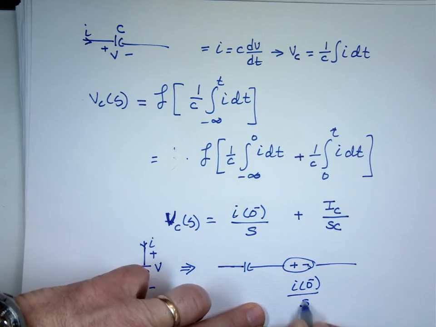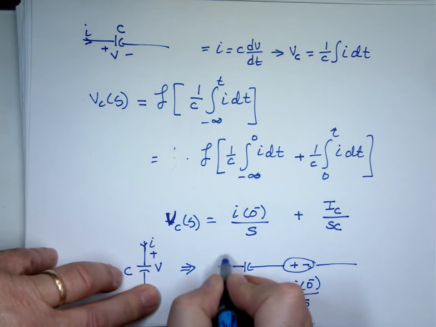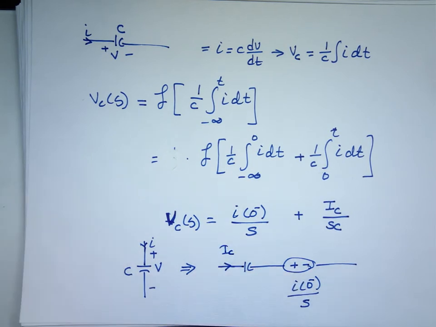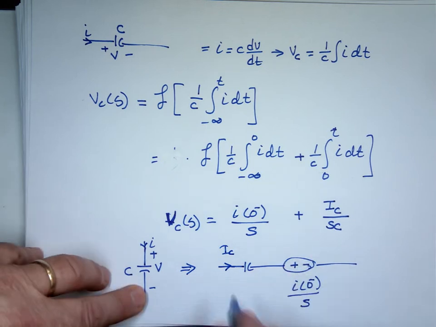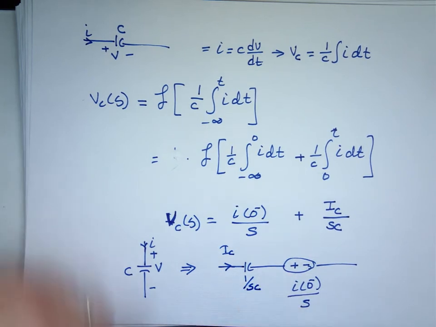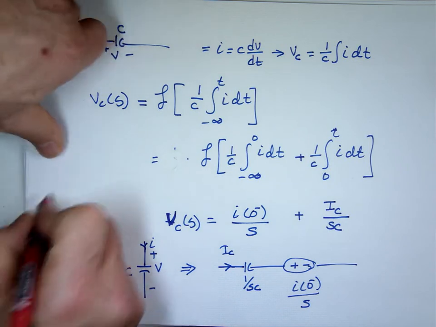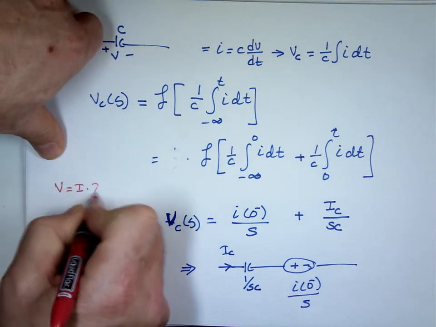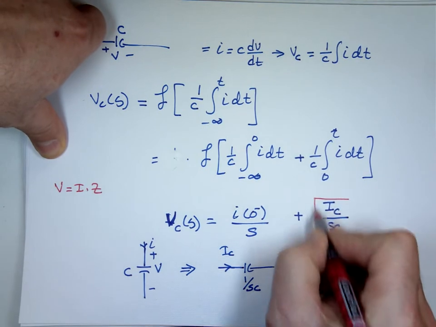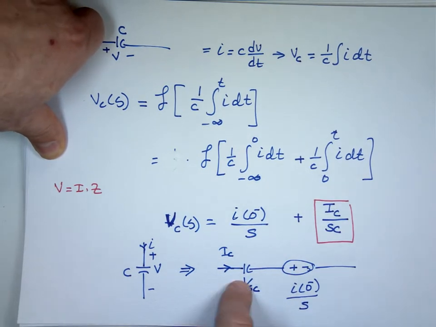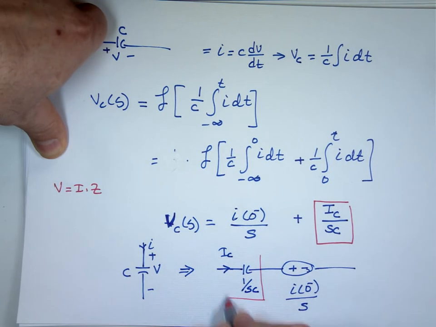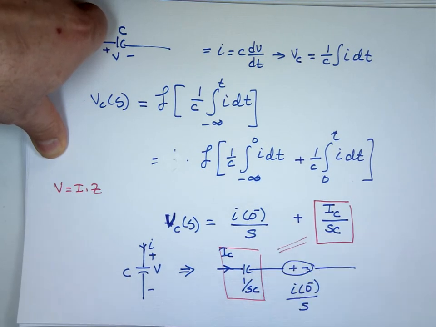What about this? There's I sub C going through it. I'm going to be using 1 over SC here. And let's see again why it's a 1 over SC. Going back to Ohm's law, V equals I times Z. I want it to be that answer. I want this piece to give me that. Let's see if what I did there gives me that.